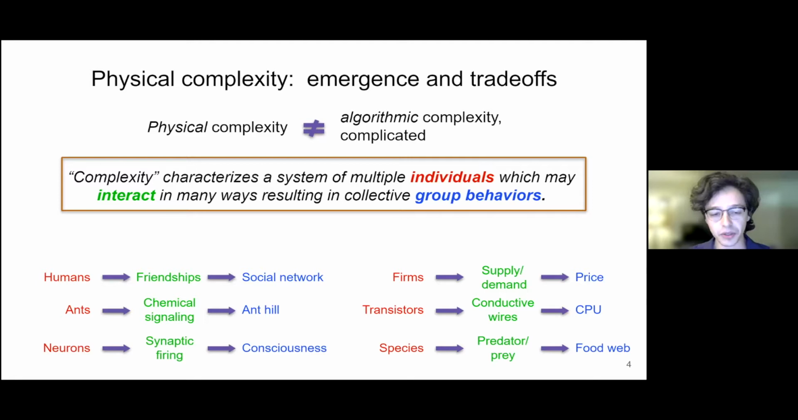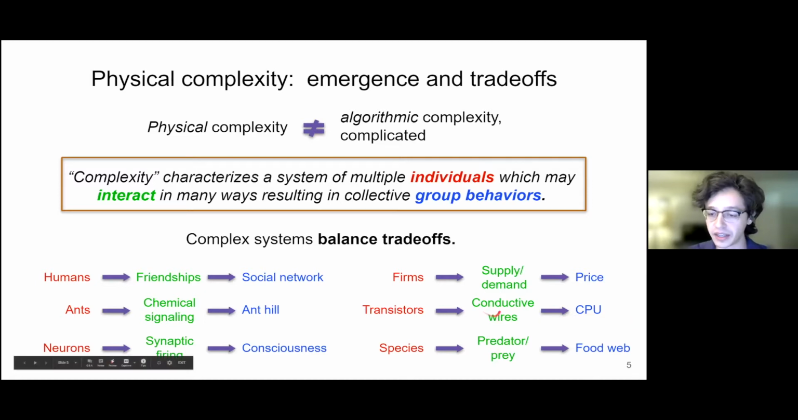Another important feature about many of these types of complex systems is that they balance trade-offs. For example, they'll balance trade-offs between generality and specificity. A CPU, a central processing unit, is a very general computing piece of hardware, but there's also the graphics processing unit, which is a little more specific. And then on the other side, there's also, say, a field programmable gate array, which is a very general piece of hardware with reconfigurable conductive interconnects between those switches.